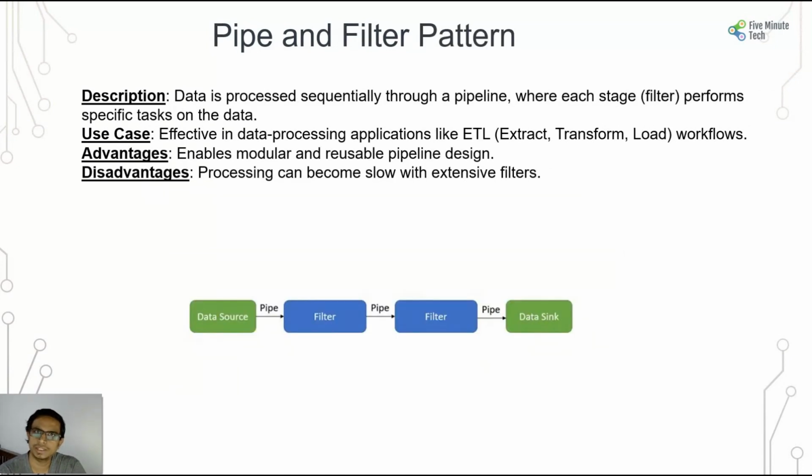Now, the last one is the pipe and filter pattern. The data is processed sequentially through a pipeline where each stage performs specific tasks on the data. The use case is that it's effective in data processing like ETL, extract, transform and load workflows. The advantage is that it enables modular and reusable pipeline design. The disadvantage is that processing can become slow with extensive filters.